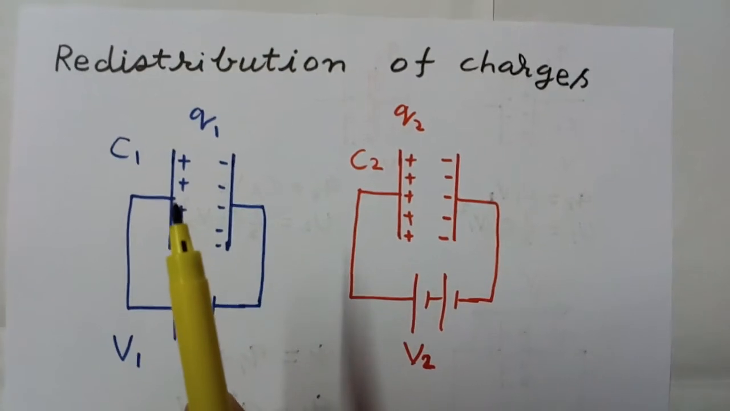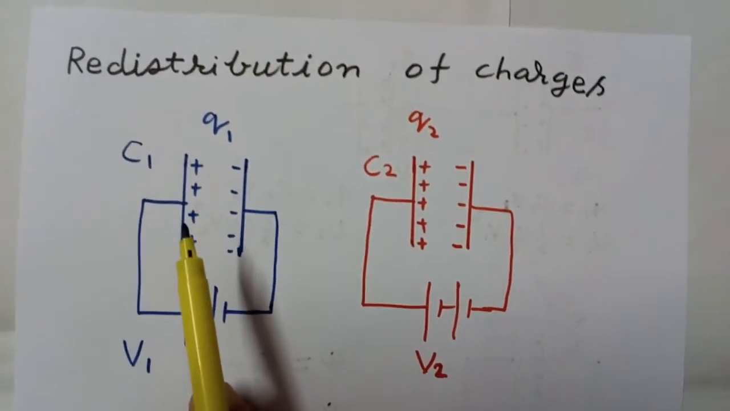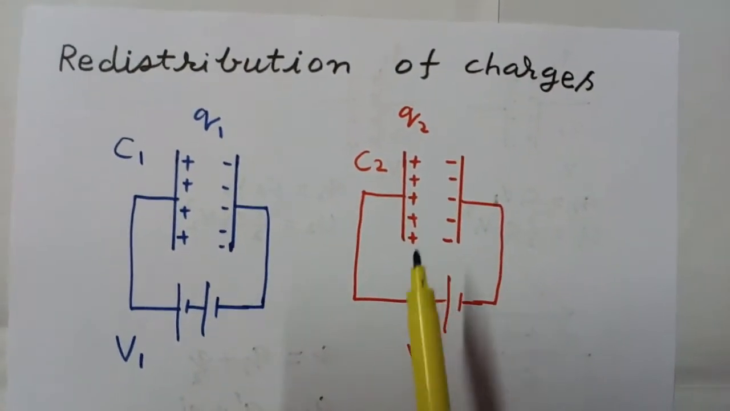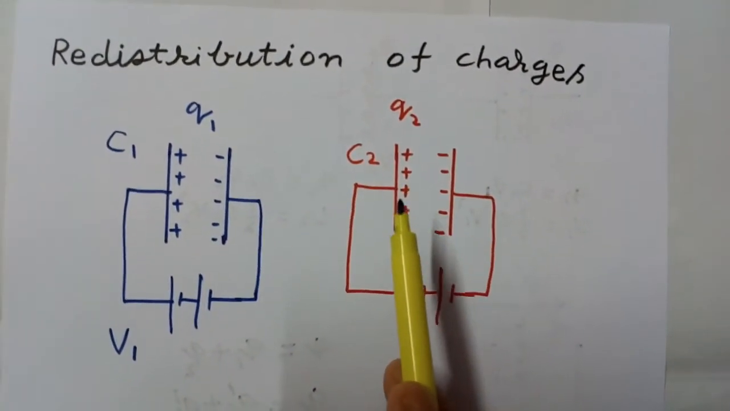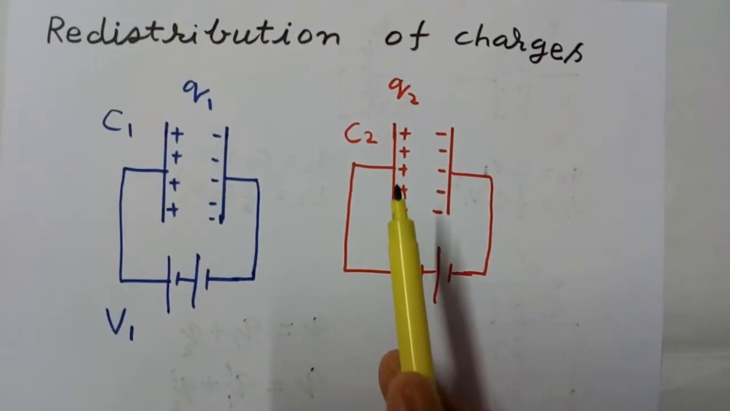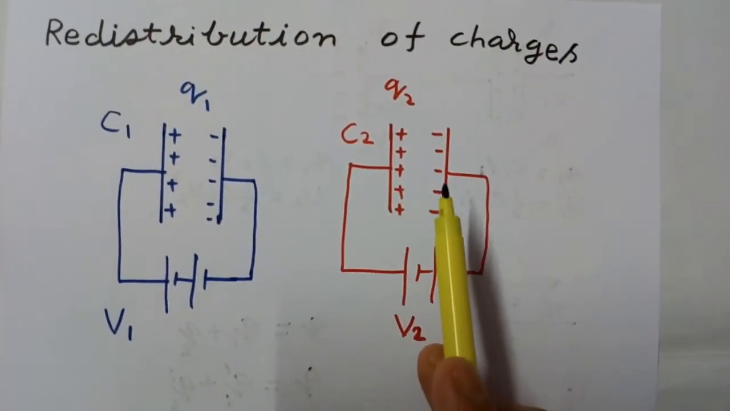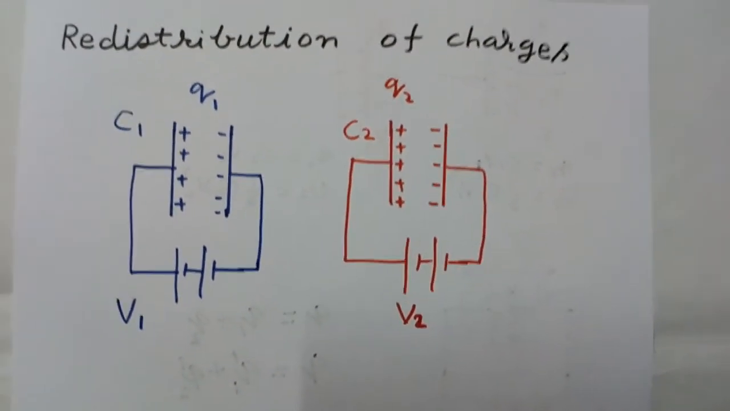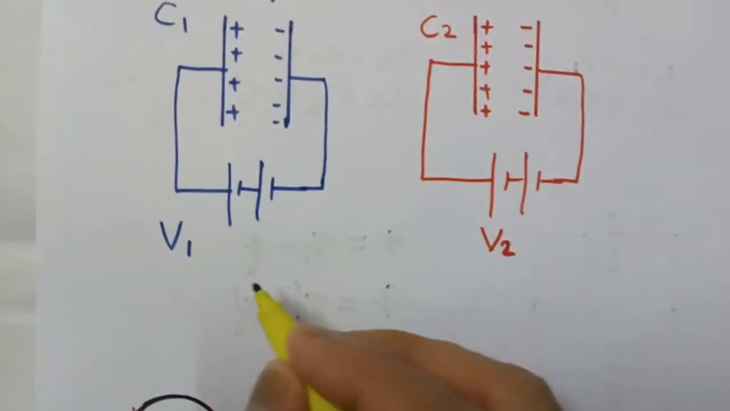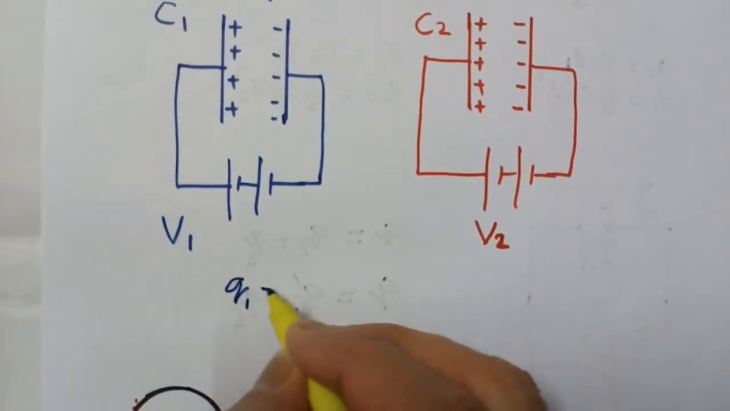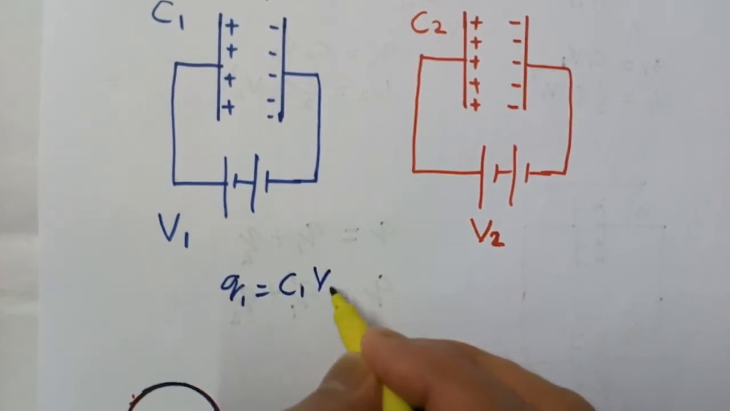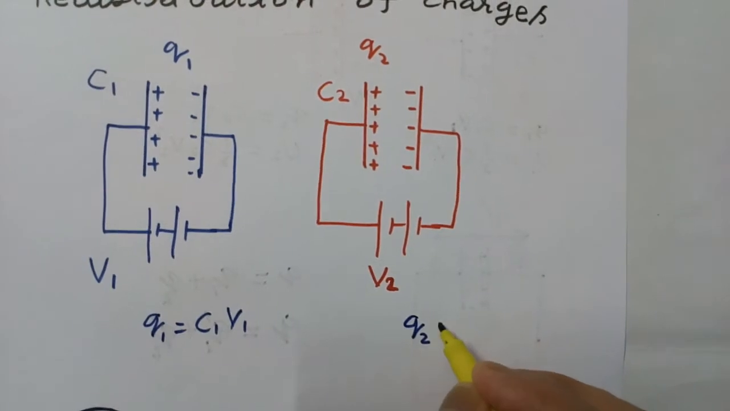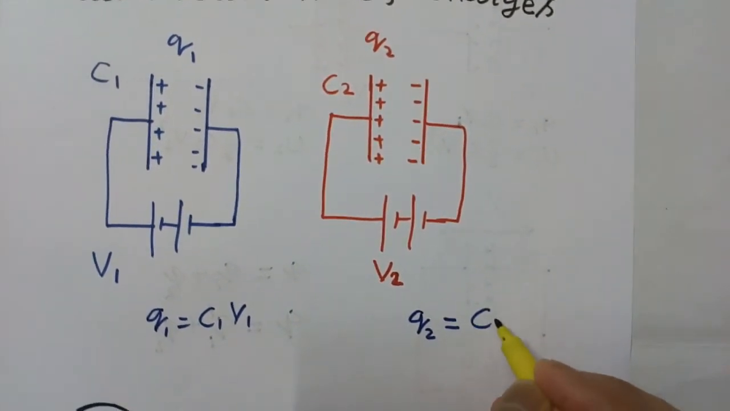That means the charge on the positive plate is plus Q1 in the first capacitor, and on the second plate of the first capacitor the charge is minus Q1. Similarly, the first plate of the second capacitor has charge Q2 and the second plate has charge minus Q2. Now charge Q1 is equal to C1 V1 and charge in the second capacitor Q2 is equal to C2 V2.